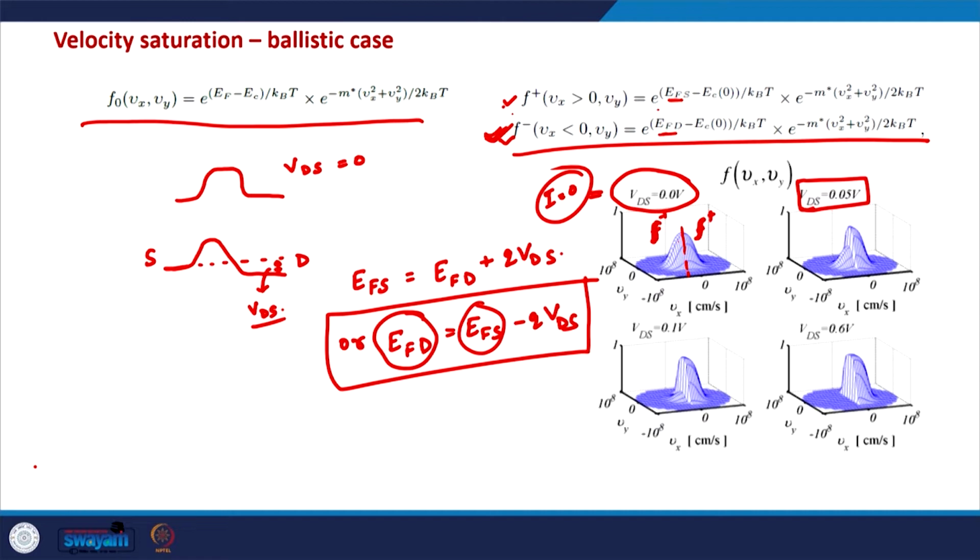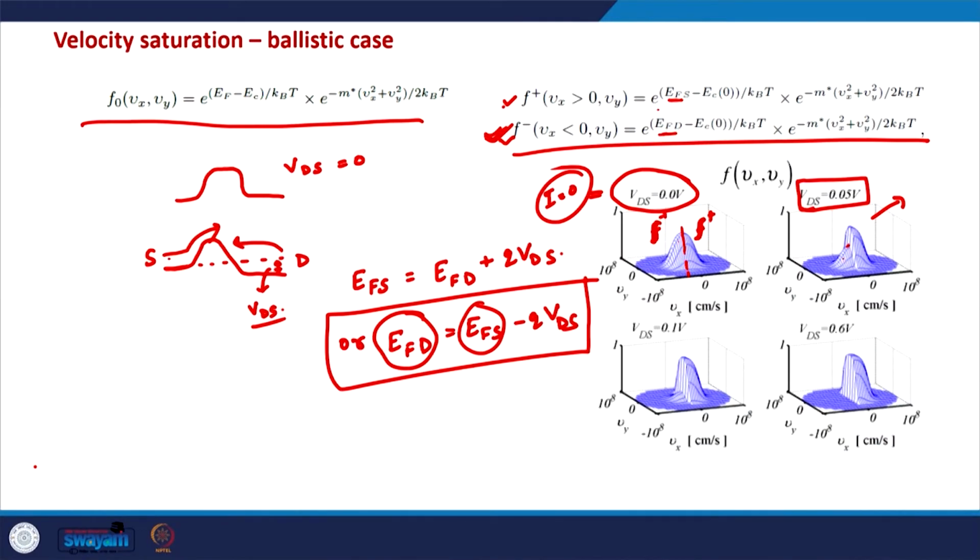So that's what we exactly see, and here as you can see that the positive half of this distribution function is larger as compared to the negative half of the distribution function of the velocities. So that is there because now for the negative velocity electrons, the electrons from the drain side, the barrier is slightly more than the barrier for the positive velocity electrons. So that's why the probability that an electron from the drain side will cross the barrier is now less, and that's what is also reflected here.